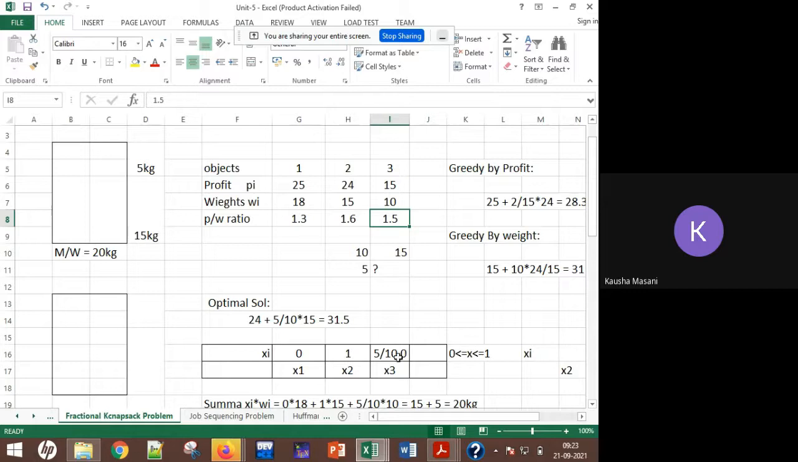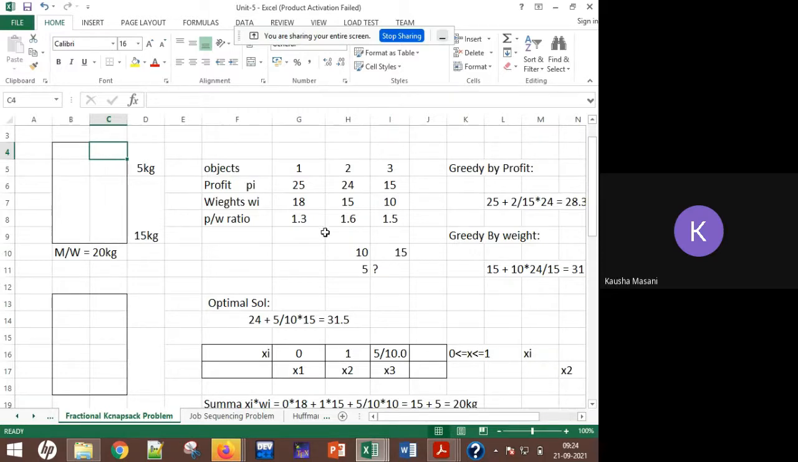So we'll start with what? With the highest profit weight ratio, because this is my greedy approach. So I will go with the highest profit weight ratio, 1.6. That is item number 2. I am going to completely pick that item. Fine, so 1 is written here. If I add that item, it is 15 kg. My sack is 20 kg, so I have to fill the remaining 5 kg. That means I need only 5 kg to fill my knapsack.